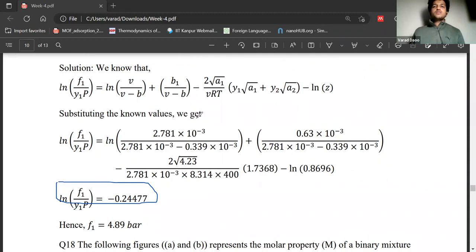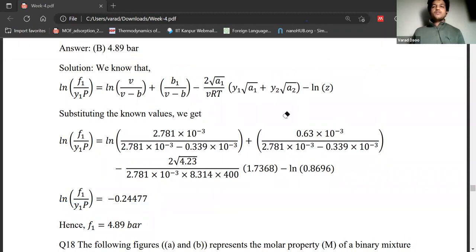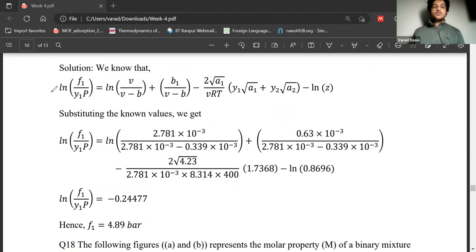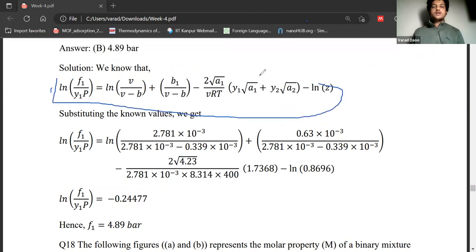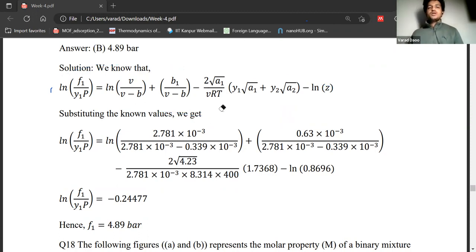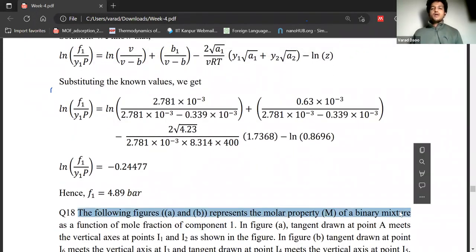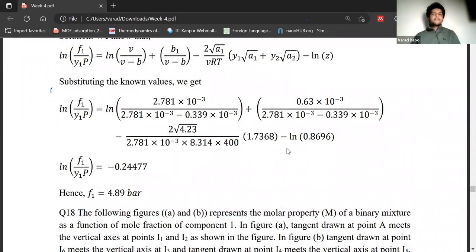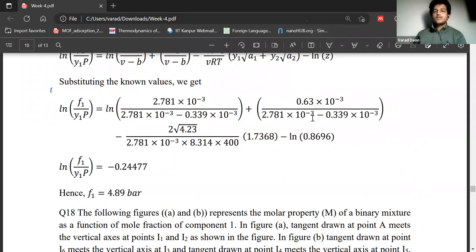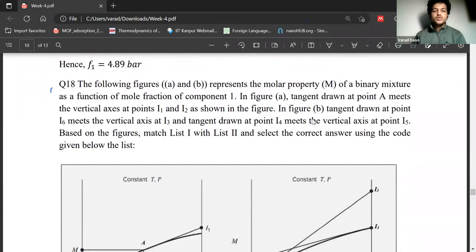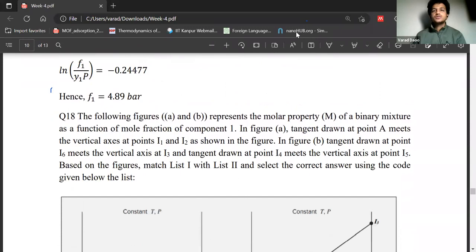So I'll give you a couple of minutes to write this expression down, and then afterwards you can try it at home. In the meantime, those who are done with writing can solve this question. We'll move on to the next question. What is the question?